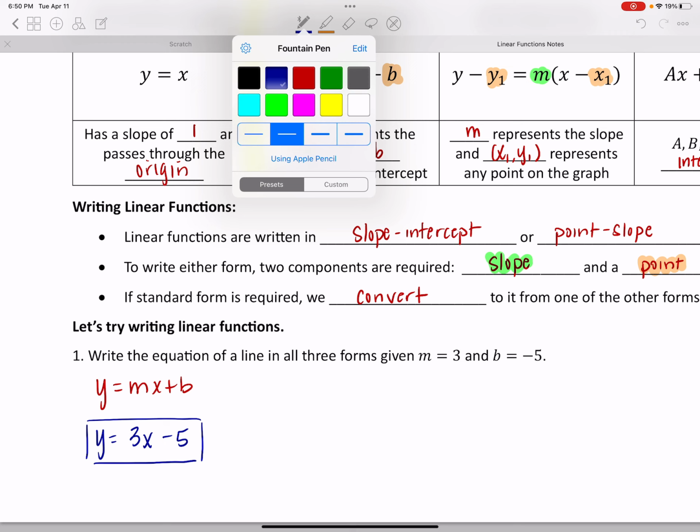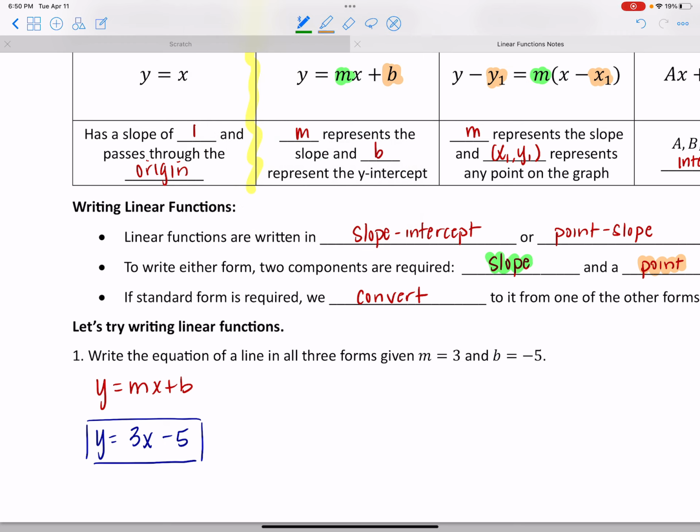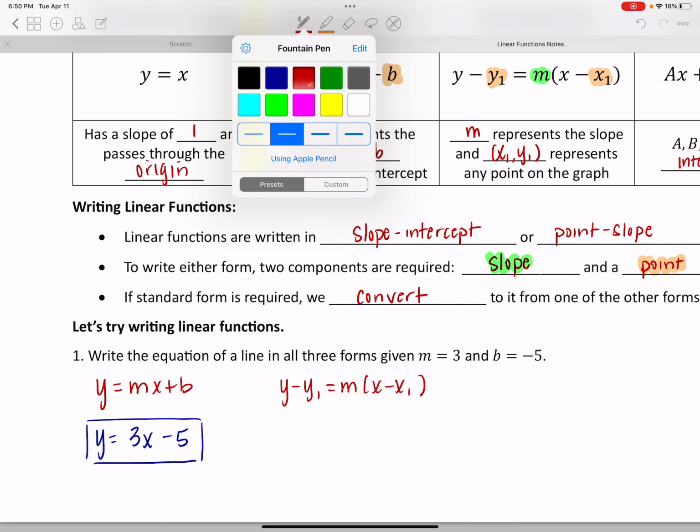Now, if you needed the point-slope form, which sometimes you will, our point-slope form says y minus y1 is going to equal m times x minus x1. So I'm still going to input the 3 for m, but for the x1 and y1, I need a point. Well, I was given a point. It was just a very specific point.